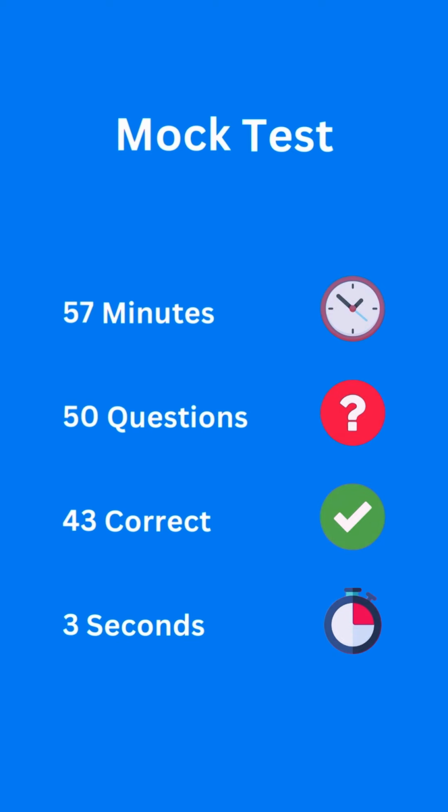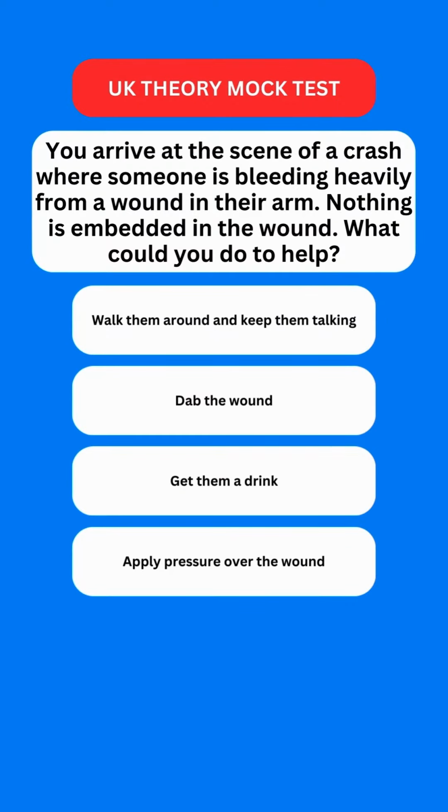So with that being said, our first question is, you arrive at the scene of a crash where someone is bleeding heavily from a wound in their arm. Nothing is embedded in the wound. What could you do to help? Options are walk them around and keep them talking, dab the wound, get them a drink, or apply pressure over the wound. So the correct option is the last one. You should try to stop the bleeding by applying pressure over the wound.